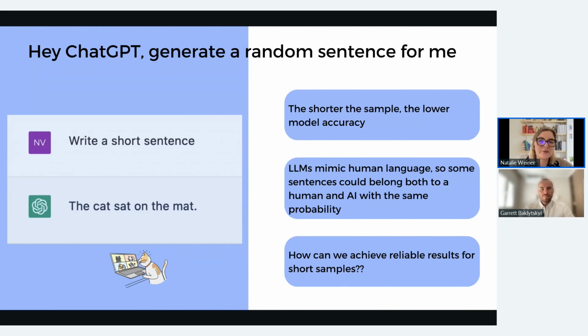So how can we recognize who exactly wrote that sentence? Was it me or was it ChatGPT? Both sentences would be grammatically correct, and there is not enough information in these one or two sentences to draw any conclusions about the style patterns. Moreover, large language models mimic human language, and they do it very aptly. ChatGPT, or GPT 3.5, is a really good language model. So this could be both AI and human with the same probability. So how can we achieve any reliable results with short samples like this?